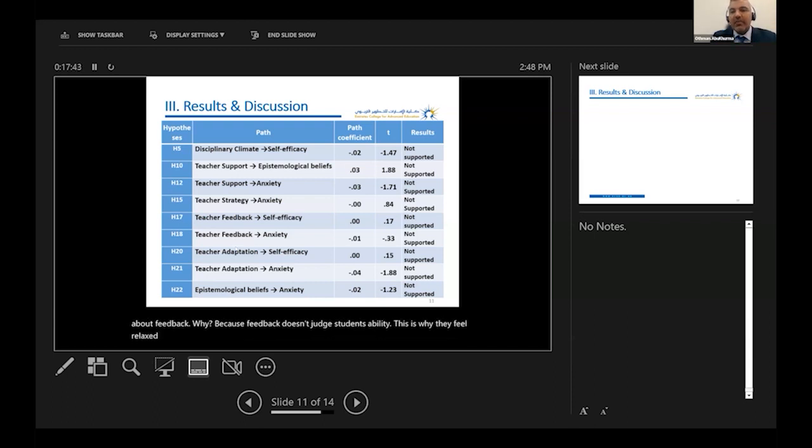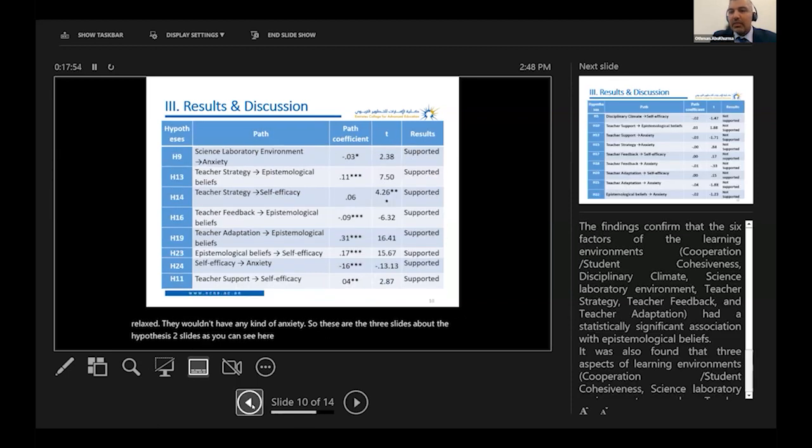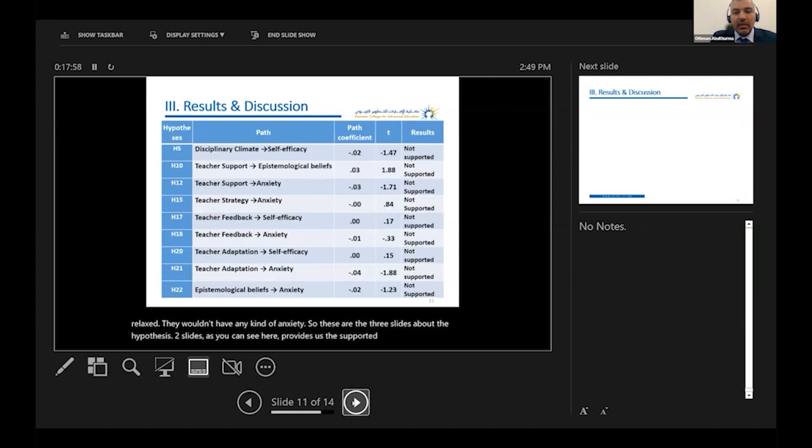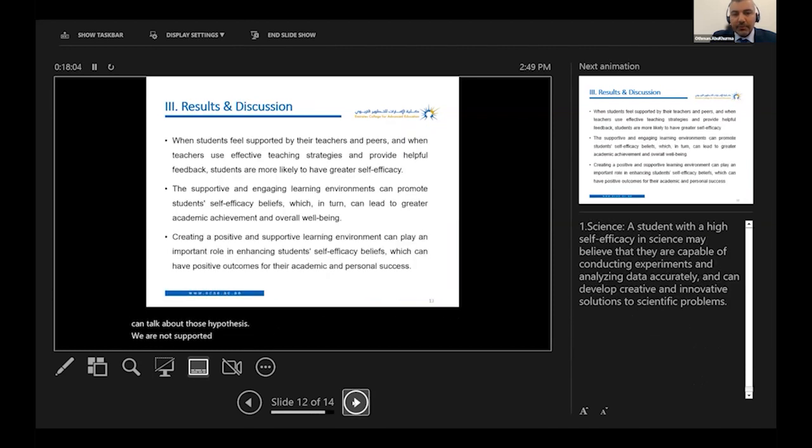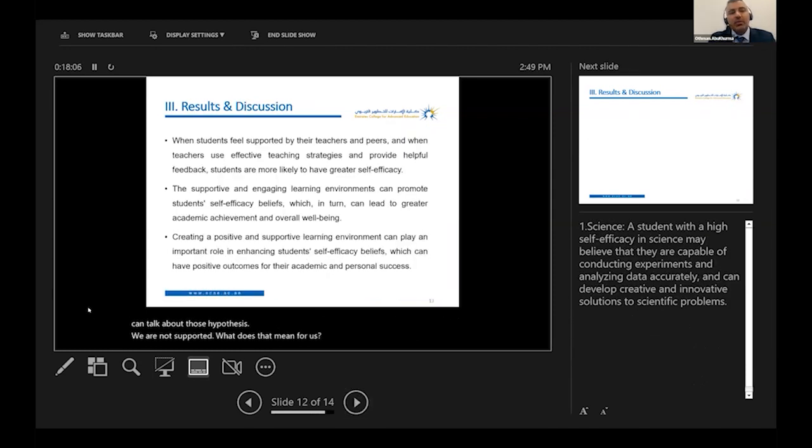They wouldn't have any kind of anxiety. So these are the 3 slides about the hypothesis. 2 slides, as you can see here, provide us the supported results, and the last slide talks about those hypotheses that were not supported. What does that mean for us? We need to know that students could feel supported by their teachers and peers.